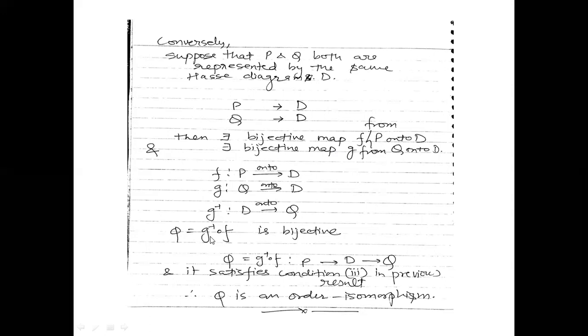So we can define the function phi equal to G inverse composite F. This function takes an element of P to Q, because F takes the element from P to D, then G inverse takes the element from D to Q. It satisfies condition 3 in the previous result. Therefore, phi is an order isomorphism, and hence we have proved this converse also. So you know this important result: if two partially ordered sets are order isomorphic, then they have the same diagram.